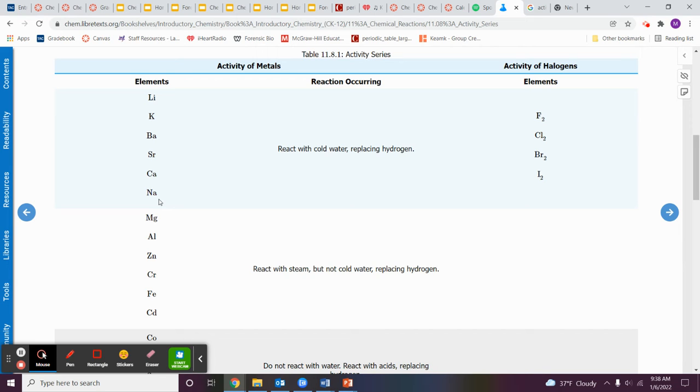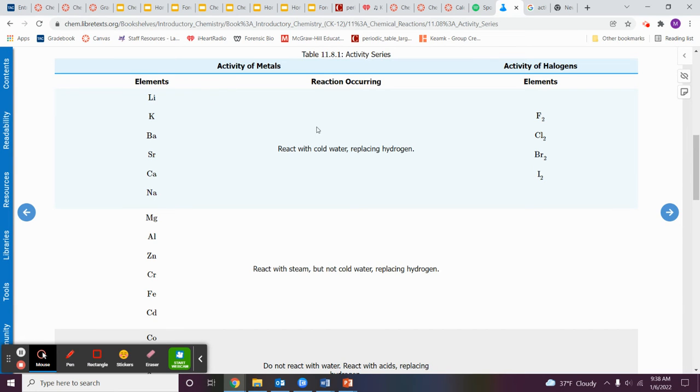So only those first 4 or 5 elements, it's 5 on here, it's 4 on your paper, only those elements can replace the hydrogen in water. So if you have a single replacement and you're trying to figure out, will it happen? If you have a hydrogen, pay attention to if it's an acid, a gas, or a liquid, because that's going to dictate whether it can be replaced or whether it can't be.